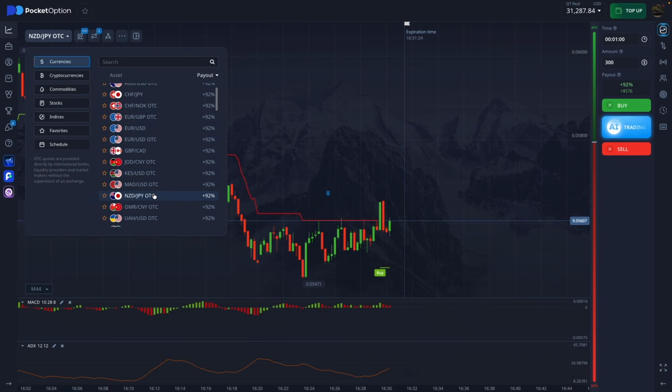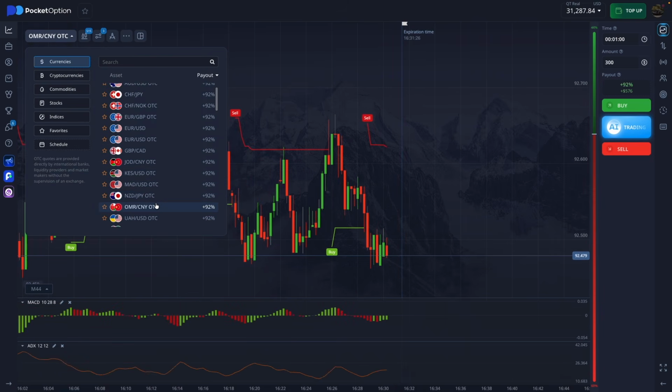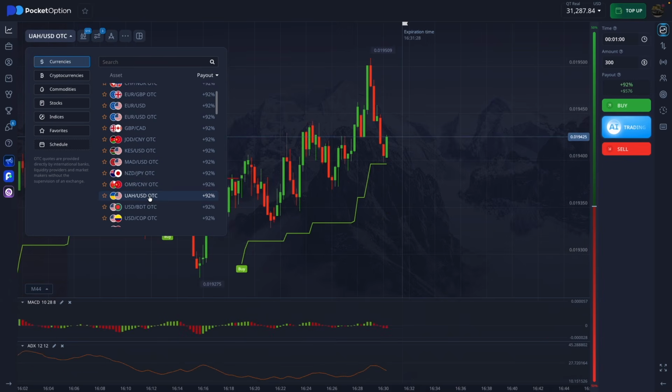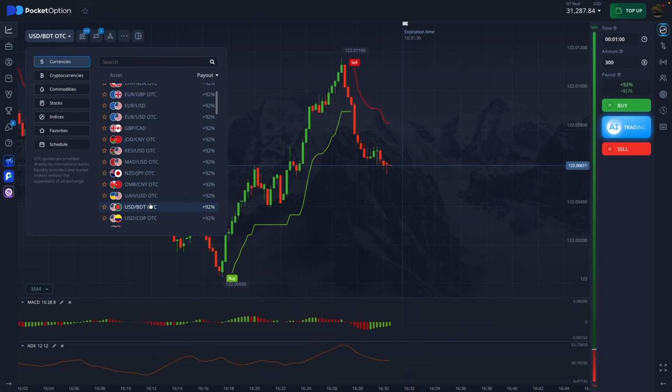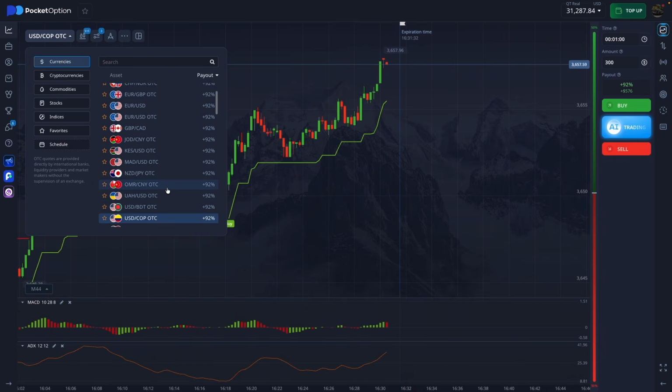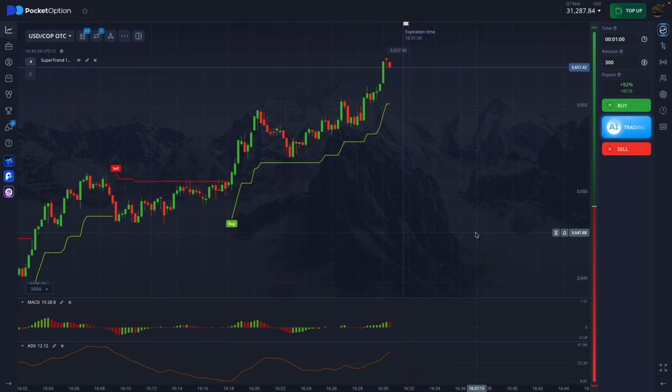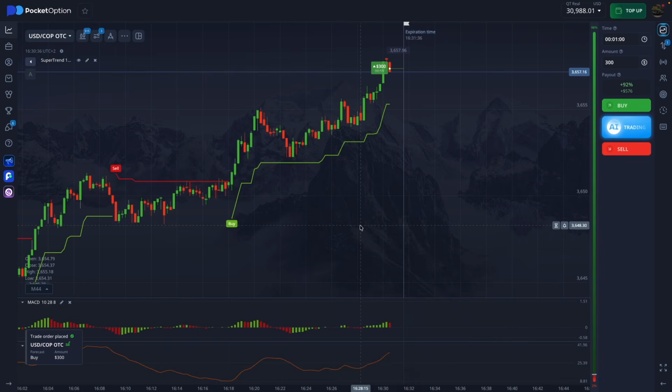Unfortunately, I can't enter a trade here. Let me see what else is available. I need to find the right moment, such a movement where I can make an up trade. Well, right here, I can enter a trade for $300.